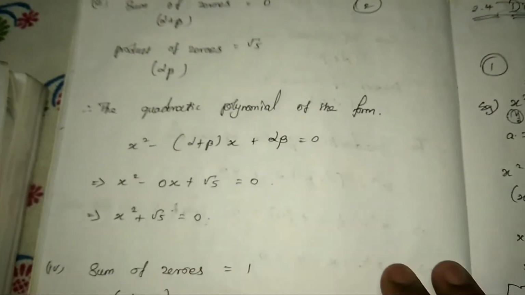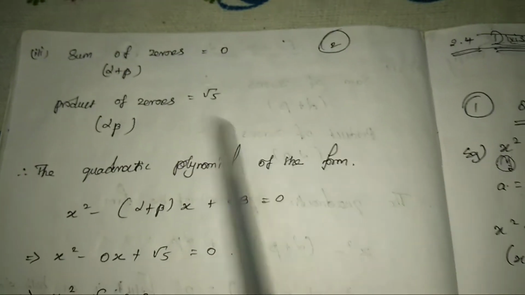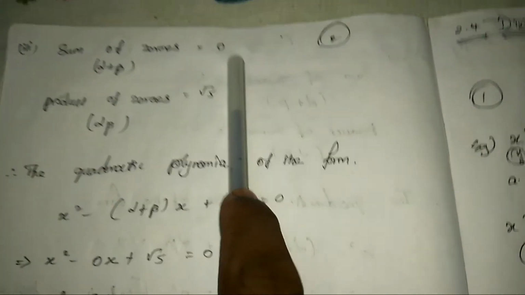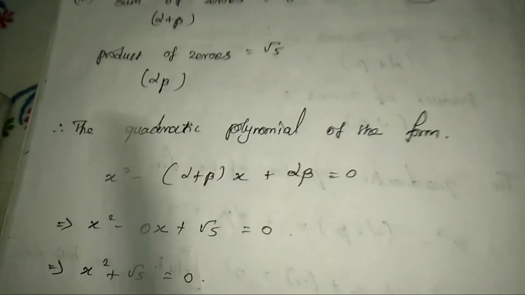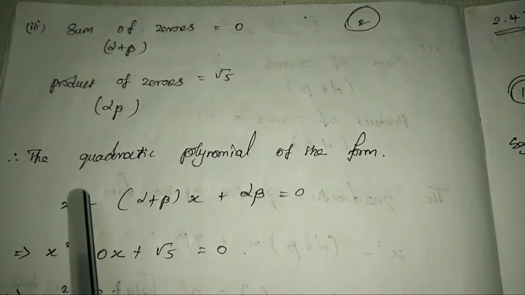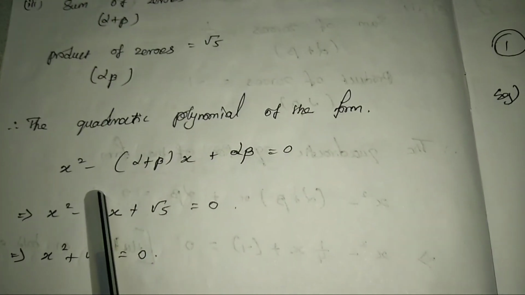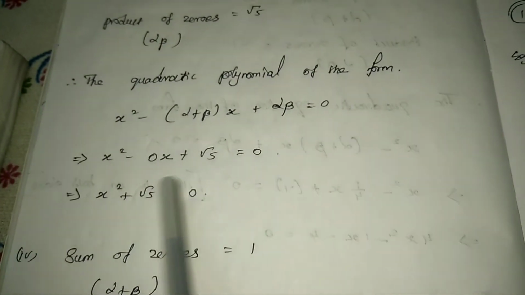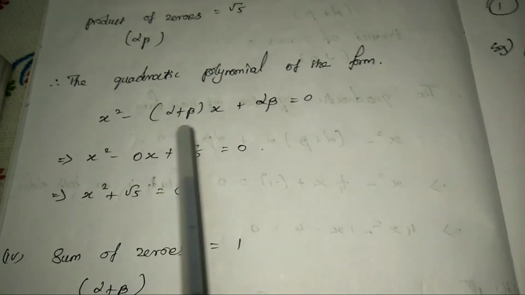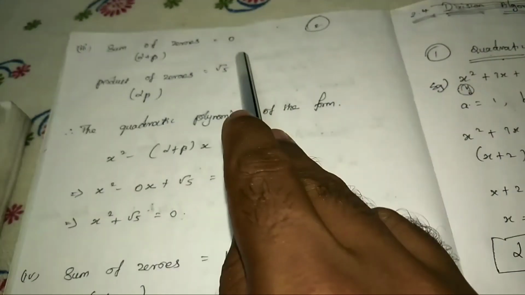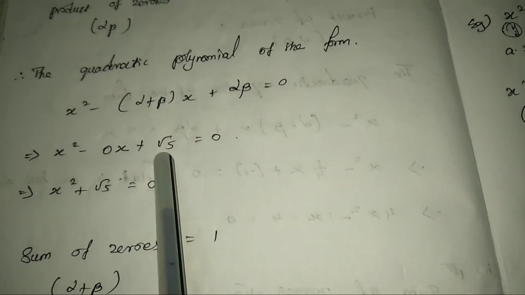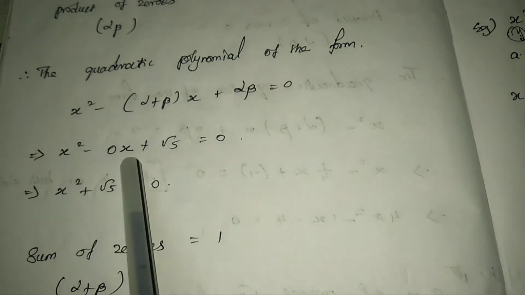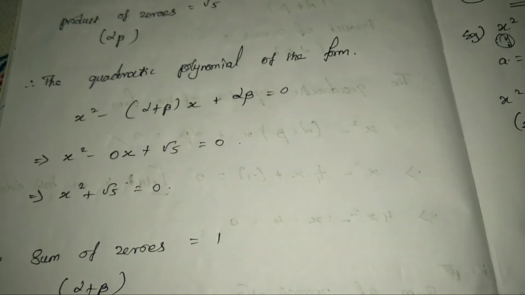Next question. In this problem, they gave the sum of the zeros as 0. Next, the product of the zeros is √5. So the quadratic polynomial of the form x squared minus (alpha plus beta) x plus alpha beta is equal to 0. So x squared minus the sum of the zeros they gave here, 0, so 0 x plus √5 equal to 0. So x squared, 0 into x becomes 0, so minus of 0 is 0, so plus √5 equal to 0. Very clear? Next question.